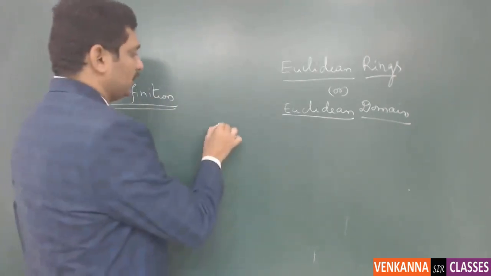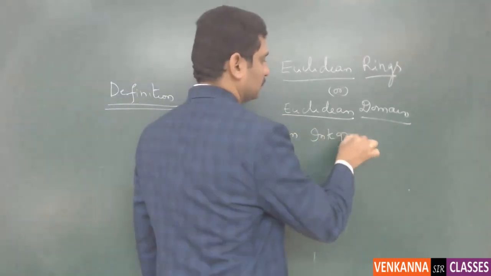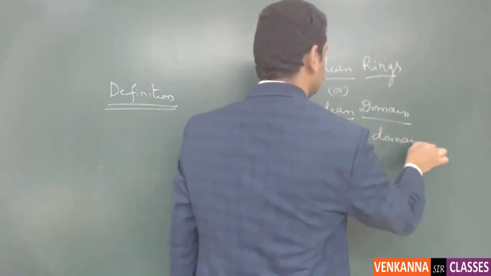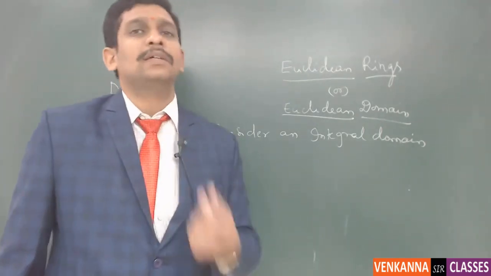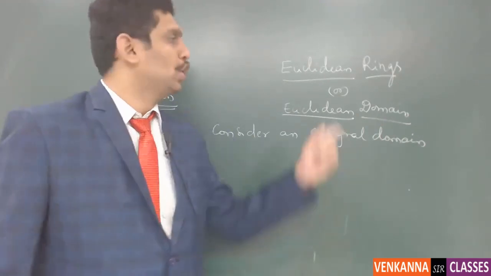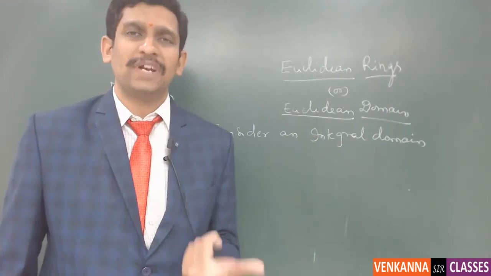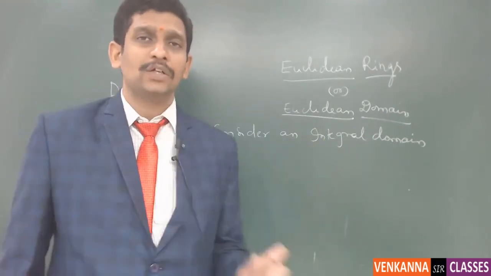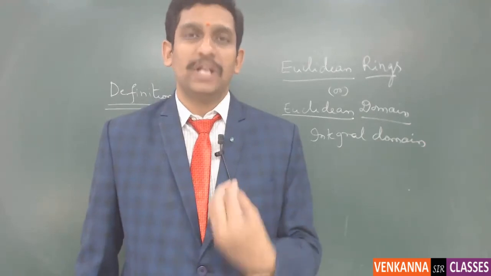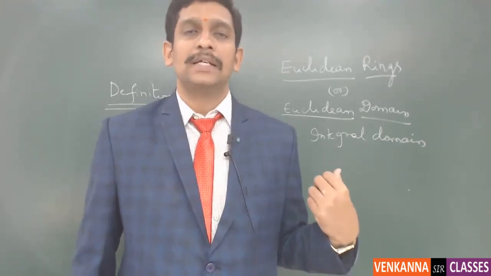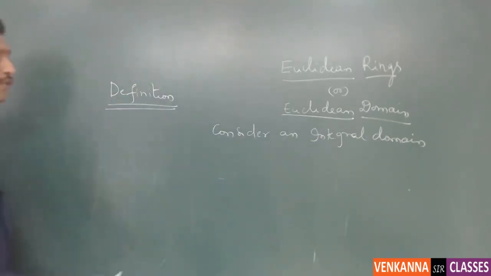we start with an integral domain. You consider an integral domain. This integral domain with an additional property, we call it as Euclidean ring or Euclidean domain. So what is the additional property is, on this integral domain we have to define a function. In other words, it is possible to define a function on the integral domain such that the function satisfies two properties, right?